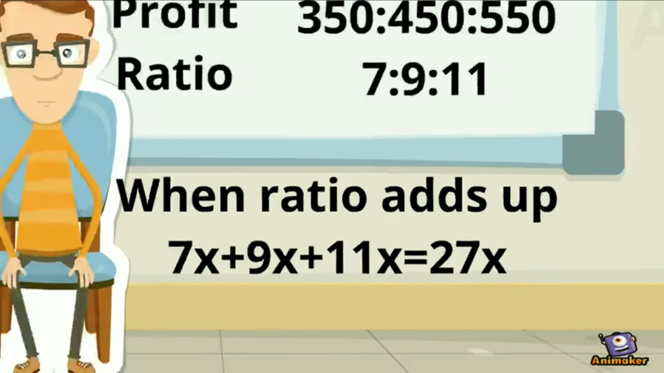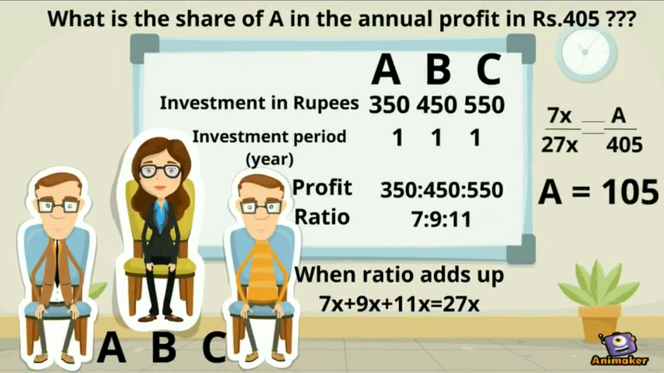The ratio adds up: 7x plus 9x plus 11x is 27x. If 7x is for A, and 27x denotes 405, then when we solve it, we get A as 105 rupees.